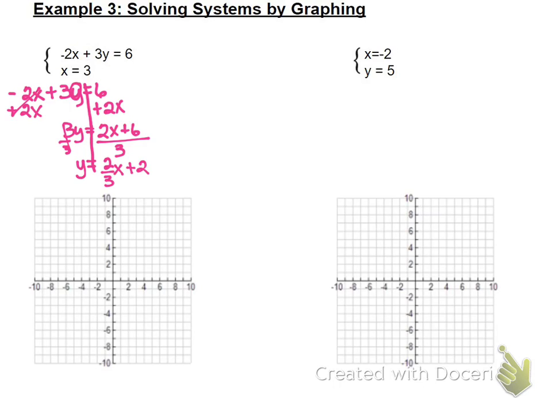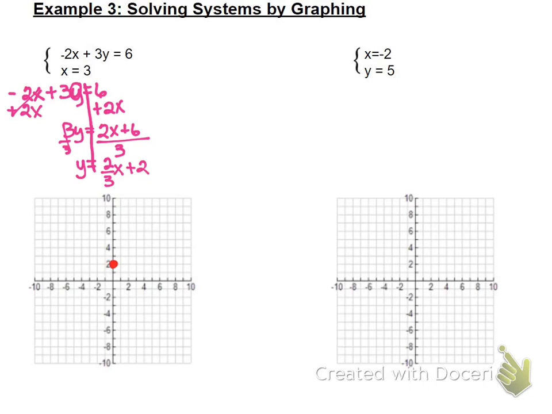Did I lose anybody there? Okay. So the next step is I'm going to graph this line. I go to my coordinate plane. I start at the origin, and I'm going to graph the y-intercept on the y-axis. So which direction do I go? Up 2. Plot my point.